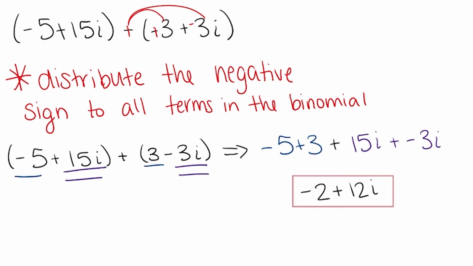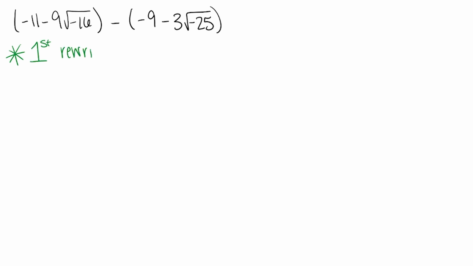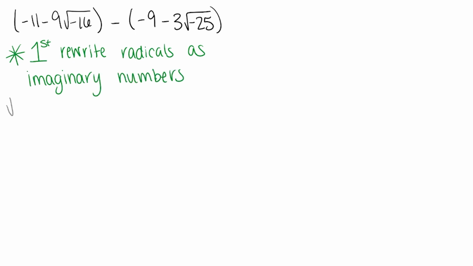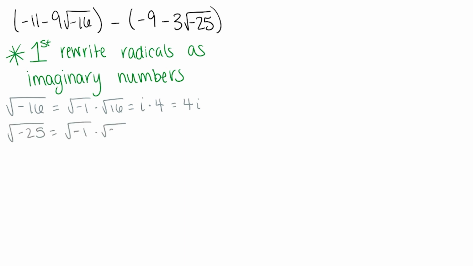And here's our last example. Negative 11 minus 9 square root negative 16 minus negative 9 minus 3 square root negative 25. So we want to first rewrite our radicals as imaginary numbers. So the square root of negative 16 is equal to the square root of negative 1 times the square root of 16, which is i times 4, or 4i. And the square root of negative 25 is equal to the square root of negative 1 times the square root of 25, which is i times 5, and that's equal to 5i.